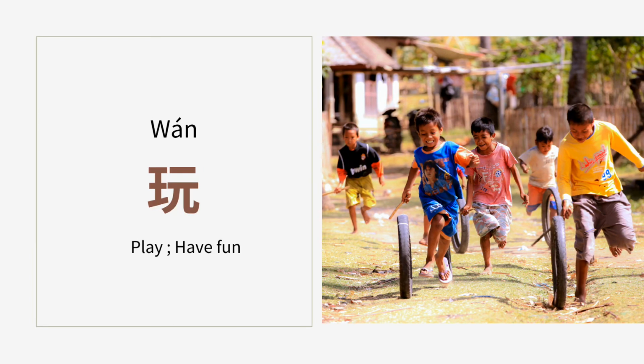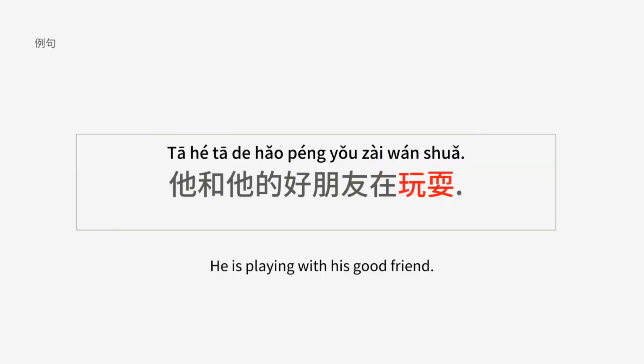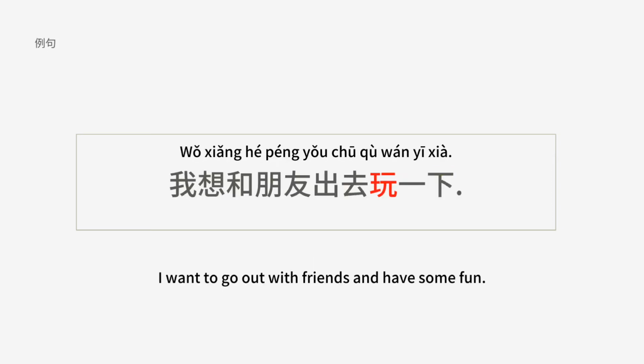Next one, play or have fun. 玩耍. 玩一下. Here, 玩一下 it's a casual way to say it to have fun or to play. 他和他的好朋友在玩耍. 我想和朋友出去玩一下.